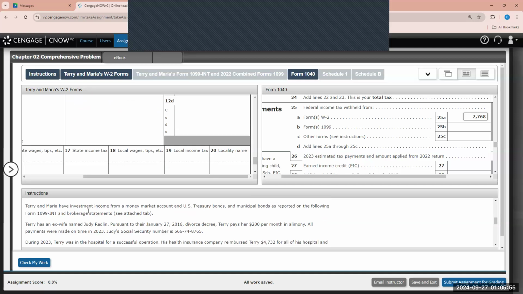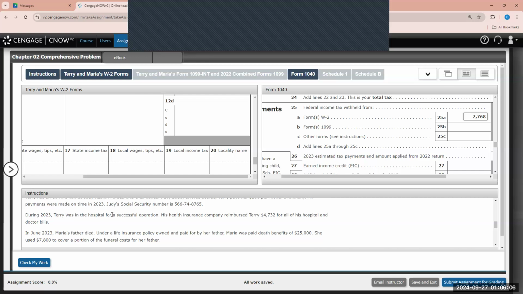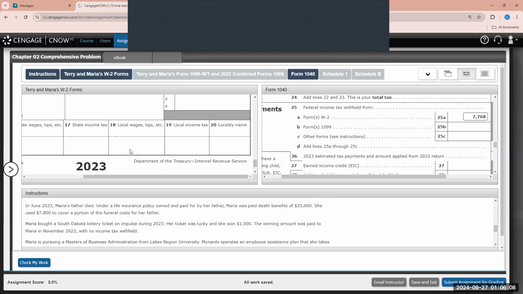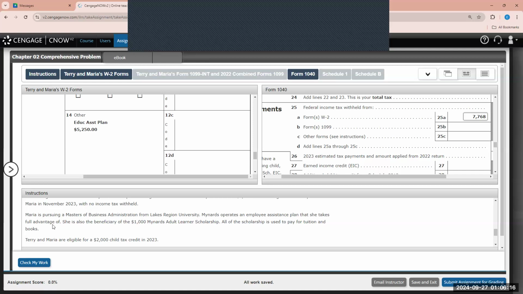It says Terry and Maria have investment income from a money market account, U.S. Treasury bonds. So we have the 1099 INT and the 2022 combined Form 1099. All right, and since we have the W-2 open, there's one more thing that I want us to consider. Here for Maria's W-2, it shows us the educational assistance plan. So Maria is currently going to school and her company has an employee assistance plan. So therefore, Maria is not going to receive a Form 1098 from Lakes Region University, all right, with any payments being made, reported in line 1.